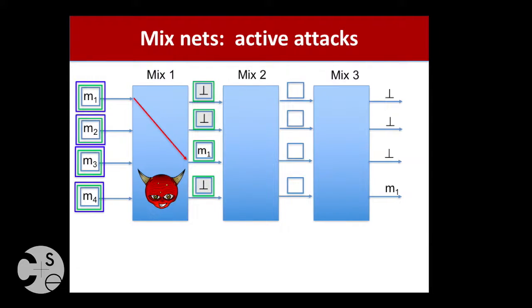It permutes and strips. But now, lo and behold, you see junk everywhere except M1, and now the first mix learned what the first user was saying. It learned that the first user was saying M1. So the first user now has no privacy. So again, it's important to remember that mixnets by themselves, if you just do the mixing, do not provide security against a malicious mix.